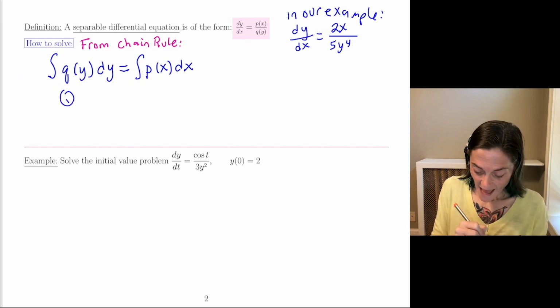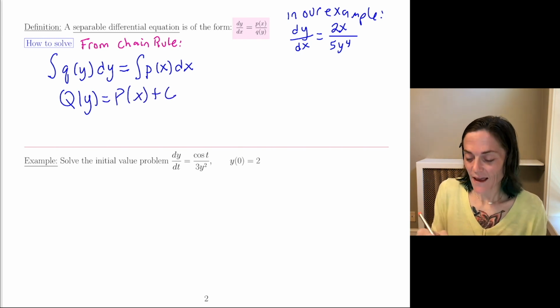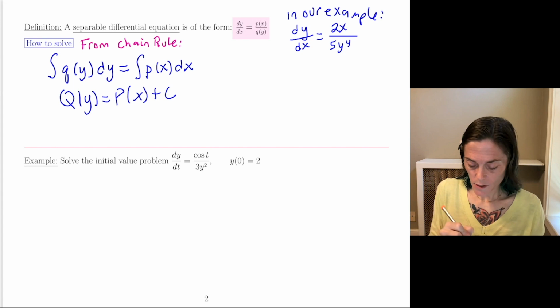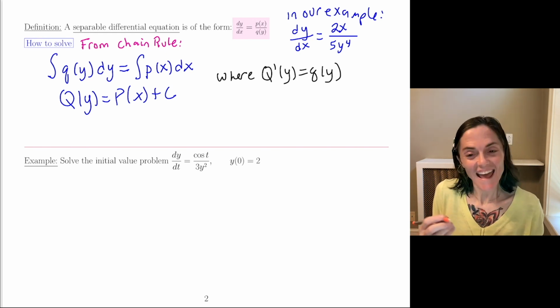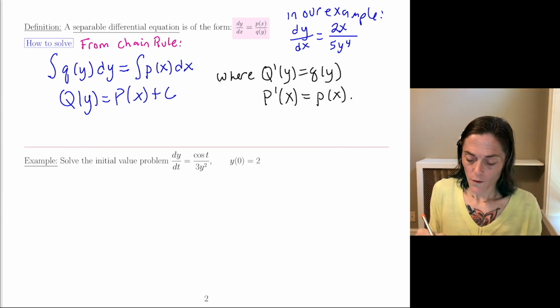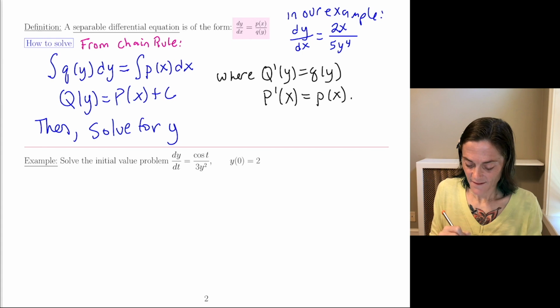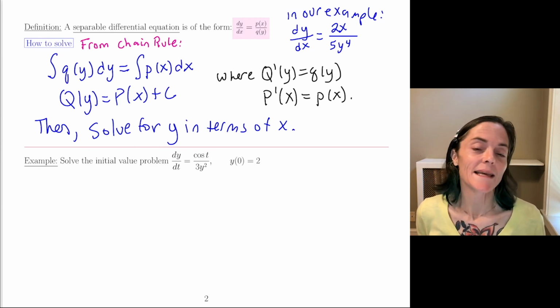All right, then what? Well, we integrate: capital Q of y equals capital P of x plus c. And this is where capital Q and capital P are antiderivatives. So maybe I should write this, where capital Q prime of y is little q of y, and capital P prime of x is little p of x. Okay. Then we can solve for y in terms of x. So this is how we solve separable differential equations.